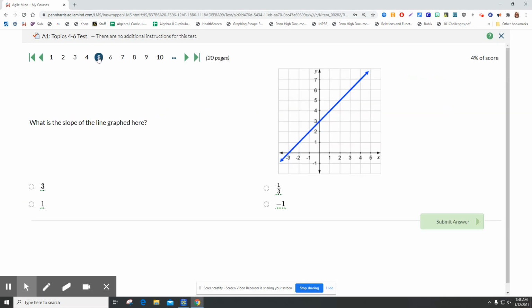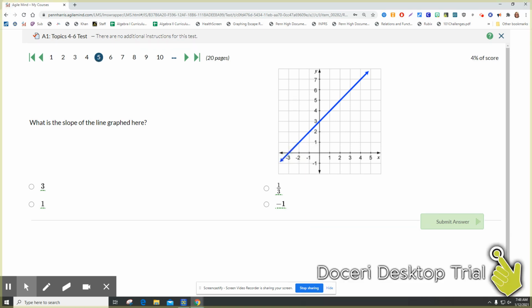On number 5, they just want to know what is the slope of the line. Guys, this is as basic as I get. We're going to pick 2 points. I like to draw my points on there. And what is the slope? It goes up 1 over 1. So 1 over 1 is my slope. That gets simplified into just the whole number of 1.